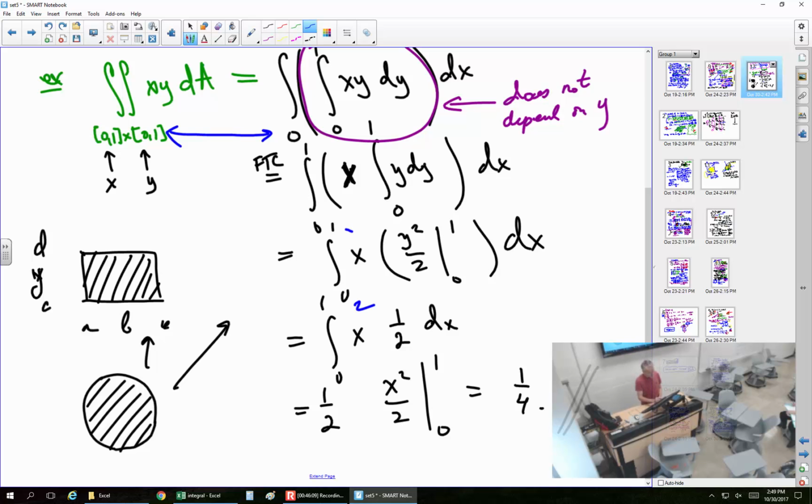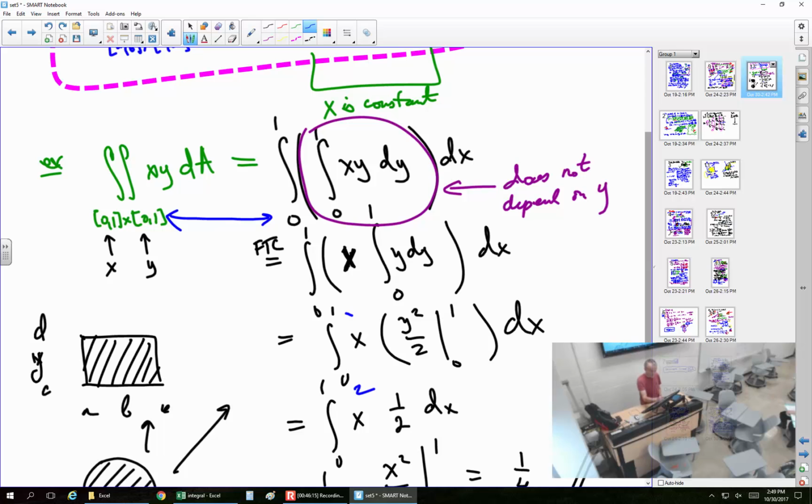So the answer is that the limits will depend on the other variable. So the limits over here, for y, will depend on x. So this is, as you know, 1 minus x squared. That will be the limit. The lower limit will be also 0. Okay? So we'll do that next time.